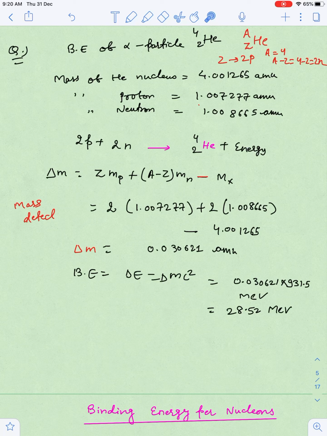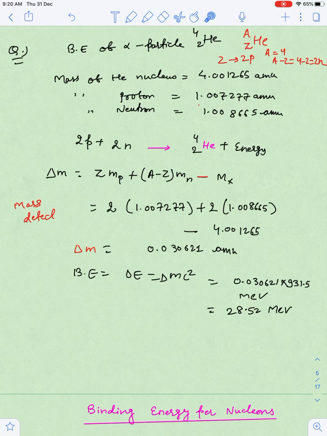I told you that 1 AMU times C square is equivalent to 931.5 million electron volt. So the binding energy for this helium nuclei is 0.030621 into 931.5 million electron volt, which is 28.52 million electron volt.